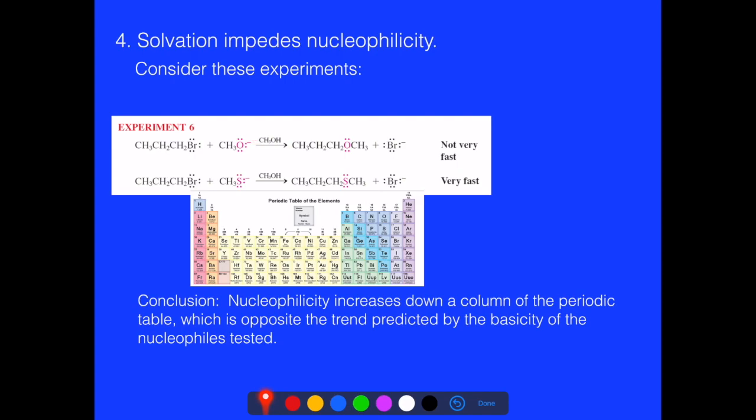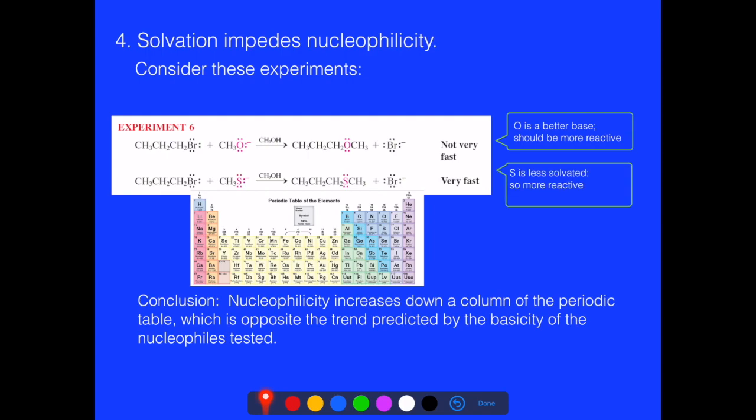One of the things that we can see from this experiment, and if we ran other ones like with nitrogen and phosphorus and sulfur and selenium, is that nucleophilicity will increase down a column of the periodic table, which is the opposite of that predicted by the basicity of the nucleophiles. Because oxygen is a better base, we might think that it would react faster and so it should be more reactive. Sulfur, however, we find out is less solvated, so it ends up being more reactive. So it's the better of the two, whereas oxygen, again, not that it doesn't react, but it's not that reactive.